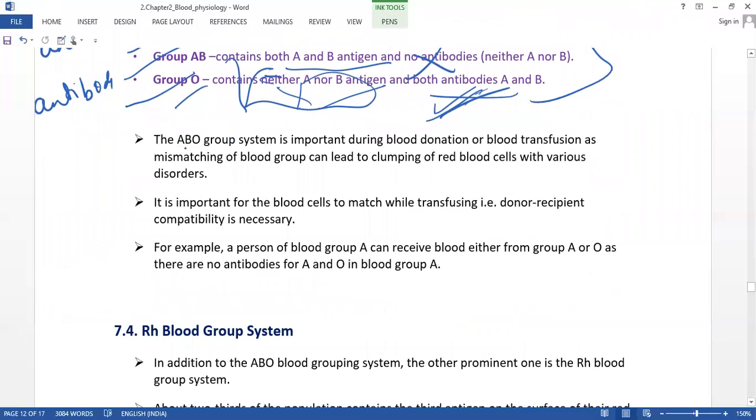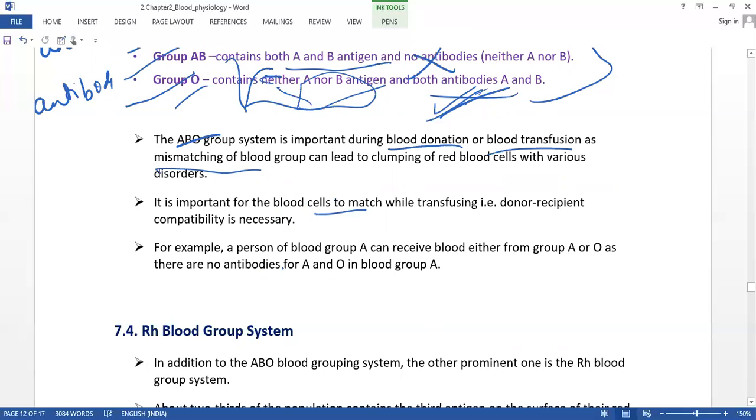So now this is the ABO group system. This is very important during blood donation and blood transfusion. When a patient comes in needing blood, this is very important, and for the donors also, because any mismatching of the blood may cause a very serious issue for the patient. It is very important for the blood to match, otherwise there will be very serious issues for the person.